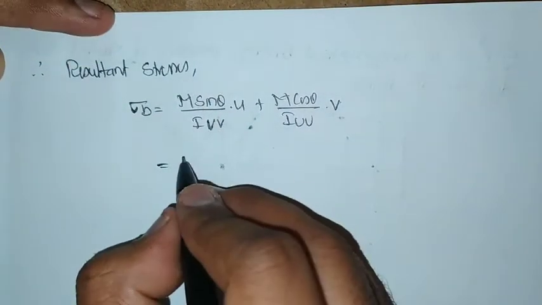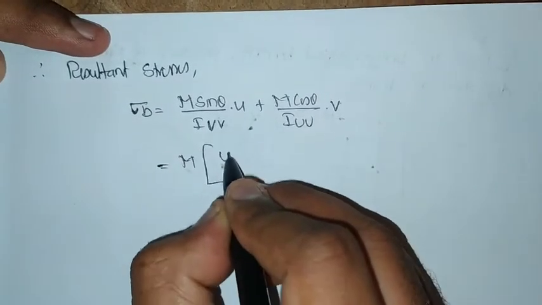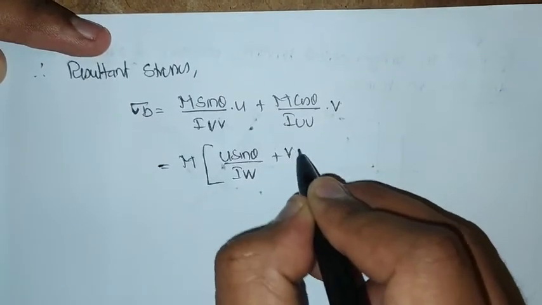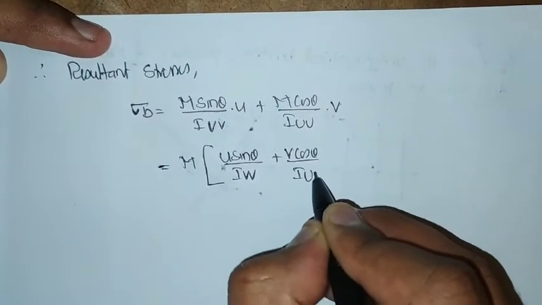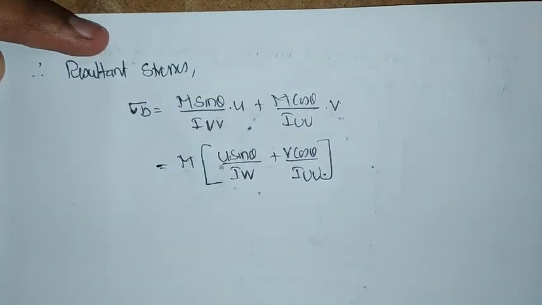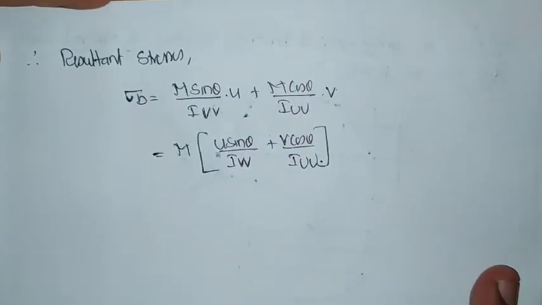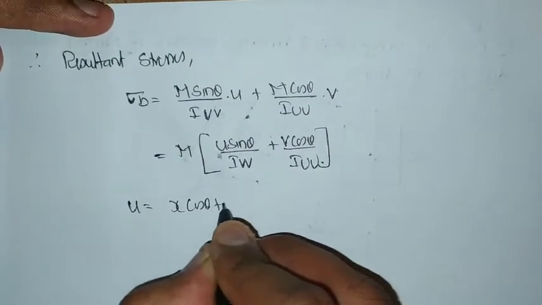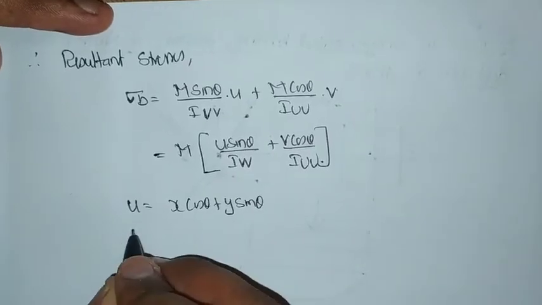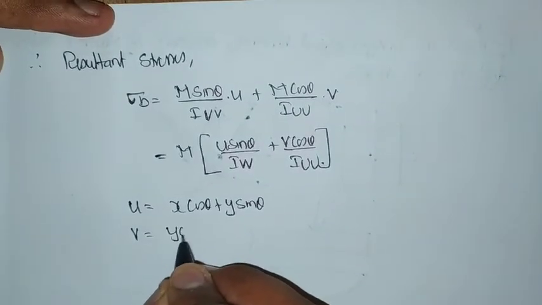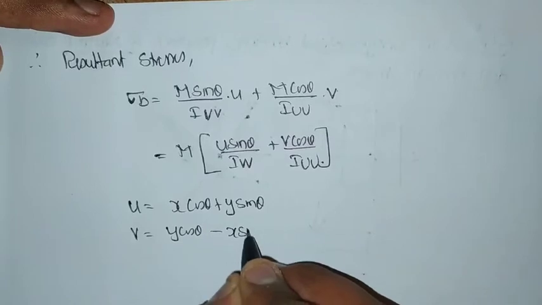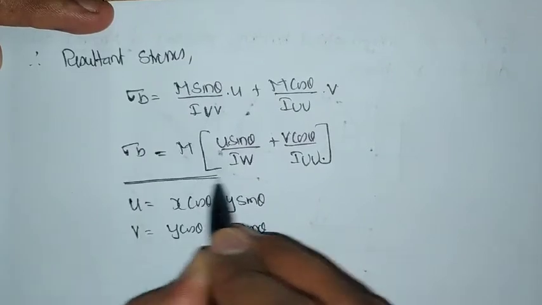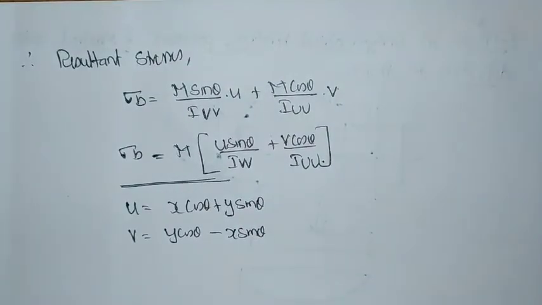In this the common term is m. Taking the common term, m of u sin theta by I vv plus v cos theta by I uu. From the previous derivation we know that u is equal to x cos theta plus y sin theta. This we have derived in the previous derivations, and v is equal to y cos theta minus x sin theta. So this is the stress which is acting in unsymmetrical sections.